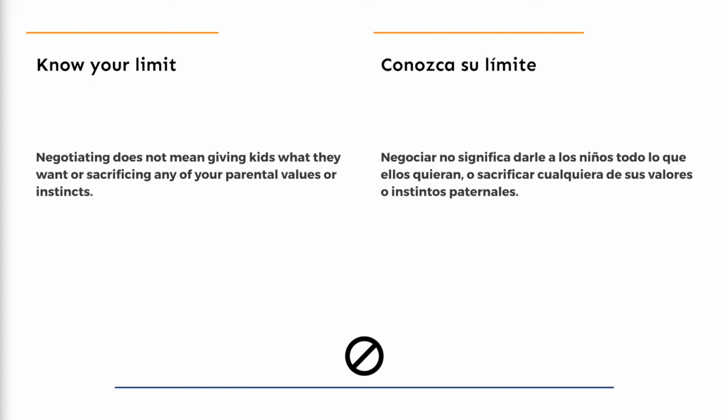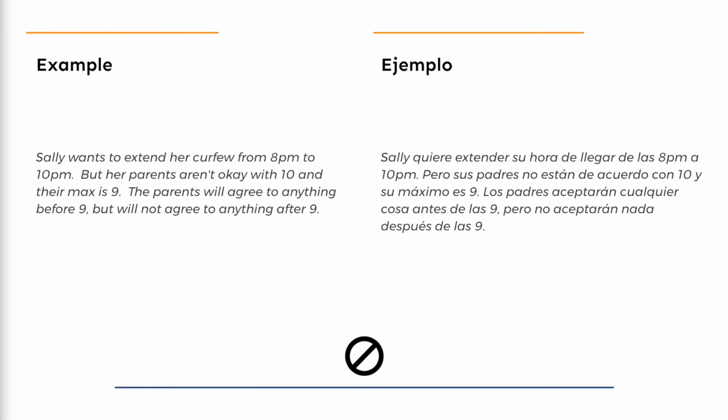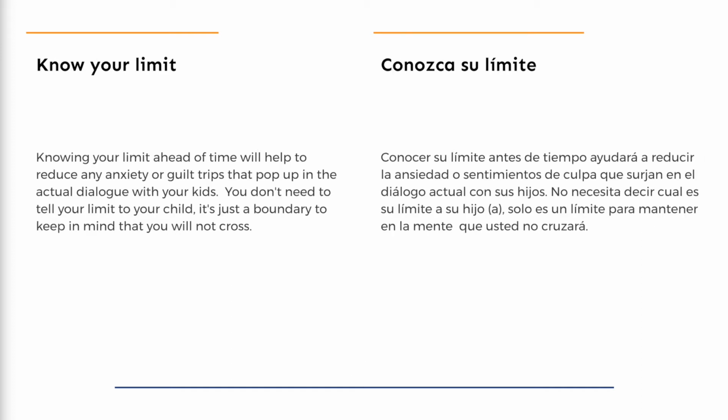Know your limit. Negotiating does not mean giving kids what they want or sacrificing any of your parental values or instincts. Example, Sally wants to extend her curfew from 8 p.m. to 10 p.m., but her parents aren't okay with 10 and their max is 9. The parents will agree to anything before 9, but will not agree to anything after 9.